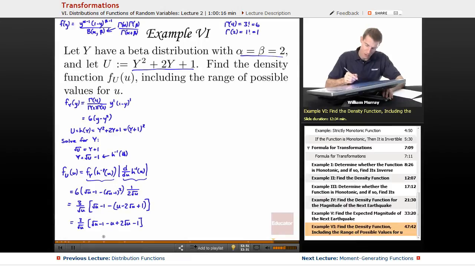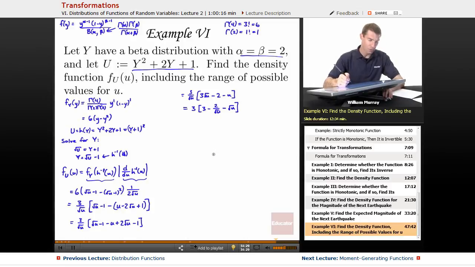And so I guess this will simplify a bit. It equals 3 over root u times, now root u plus 2 root u is 3 root u, minus 1 minus 1 is minus 2, minus u. Perhaps I can distribute that root u from the outside into the inside. So 3 times 3 root u minus 2 minus u over root u. Now, u divided by root u is root u.